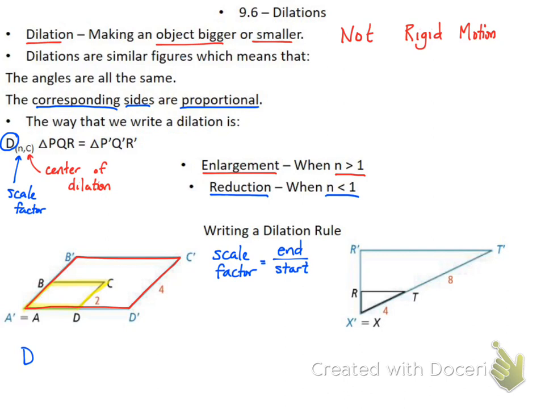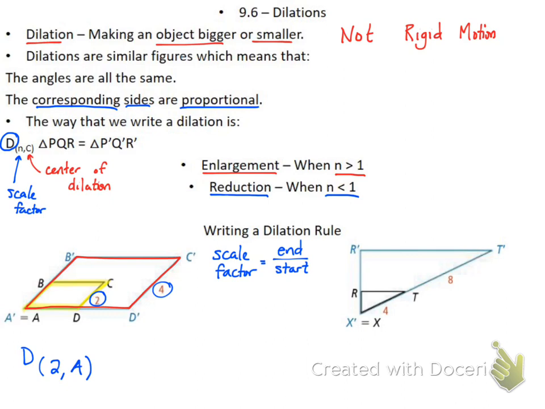And so what I'm ending with is going to be something that has a side length of 4. What I started with had a side length of 2. So my dilation factor will be 4 over 2, which is the same thing as 2. And then the center of my dilation is going to be point A.